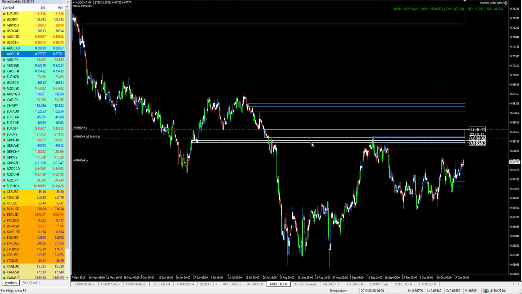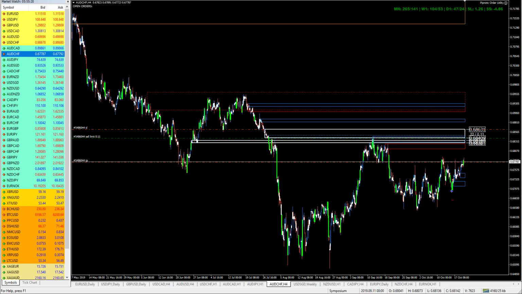Aussie Swiss franc. So we had this area of hourly demand tested, consumed. The area that removed it is this one here. This is actually 4-hour demand here that was tested once, twice, and this is the area that removed it. So this is where we have our entry to sell.